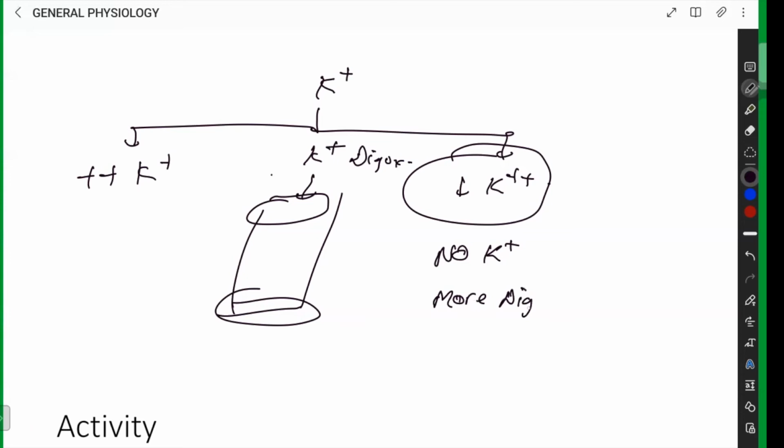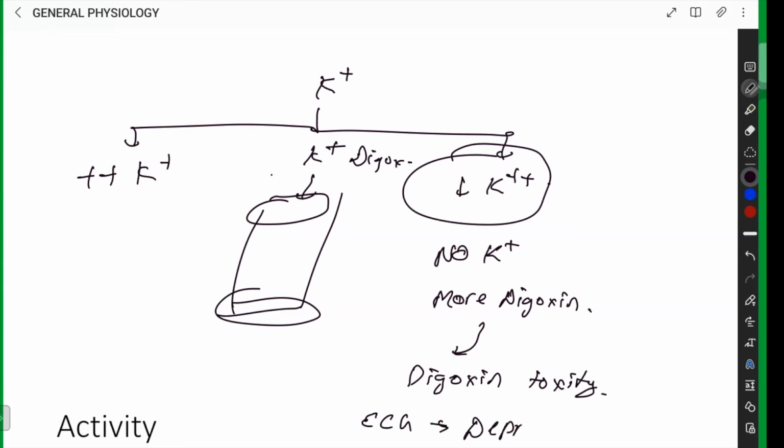Okay, in a normal digoxin therapeutic dose, in a hypokalemic patient, this is going to cause more digoxin attachment and it can lead to digoxin toxicity. How can you find digoxin toxicity in an ECG? In an ECG, digoxin toxicity is represented by a depressed T wave. Okay, so you will have a depressed T wave.